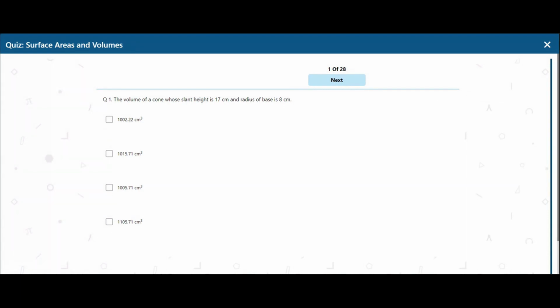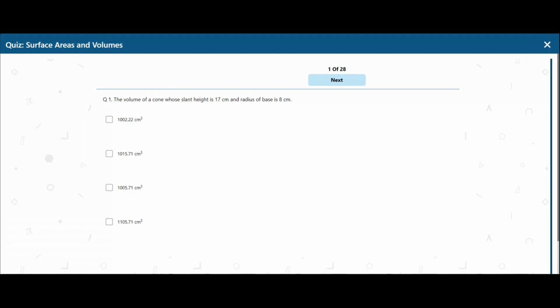How do you find H? r square plus height square equal to 17 square. How much you got H? What is the value of H? 225, ma'am. Square root of 225? 15, ma'am. So volume is 1/3 pi r squared H. Use your calculator. Ma'am, I got different answer.